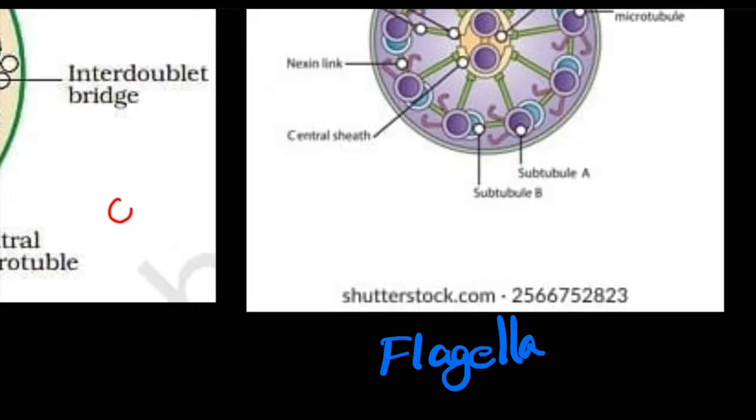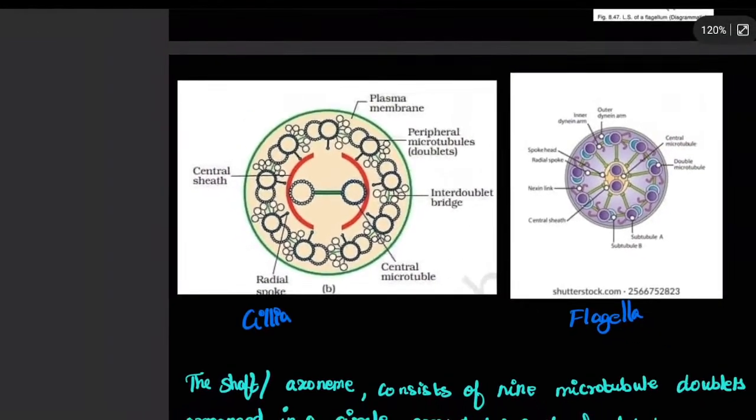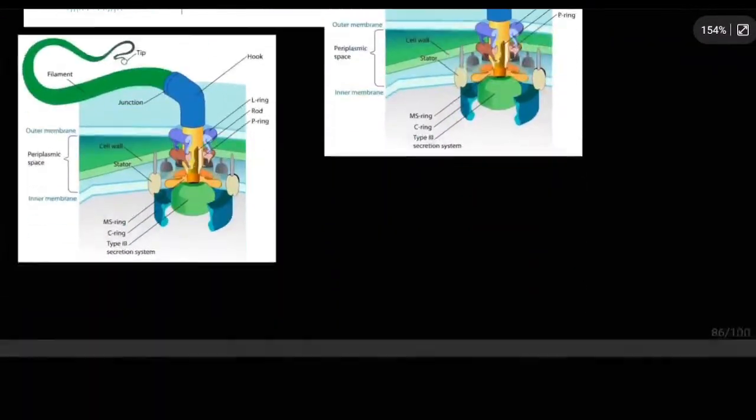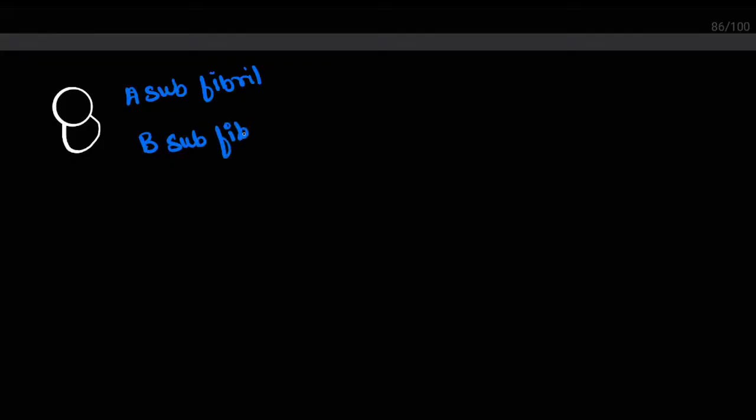First of all, you have your A subfibril, which is made up of 13 protofilaments. Okay? You have A, and then you have... so what is this part? This is A subfibril, and this is B subfibril. Okay? This is A, this is B.